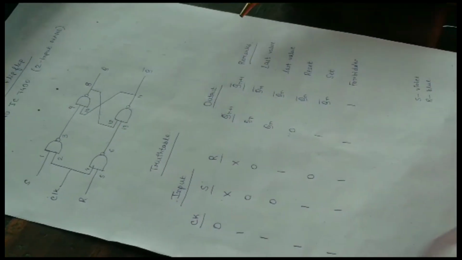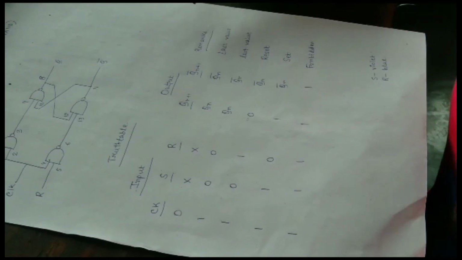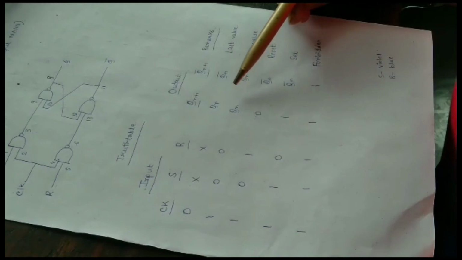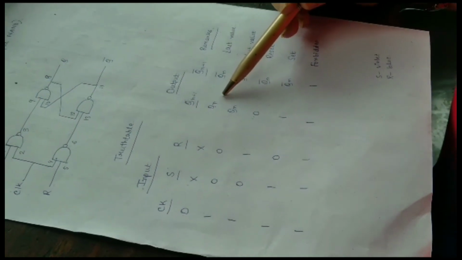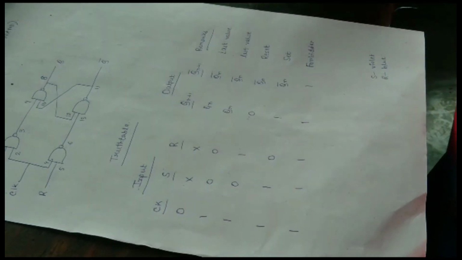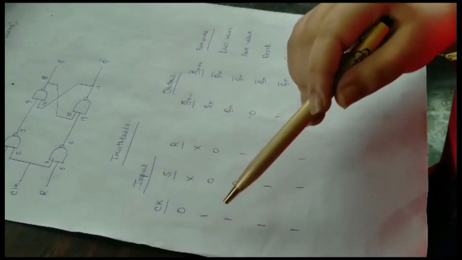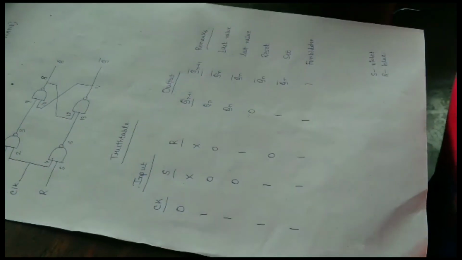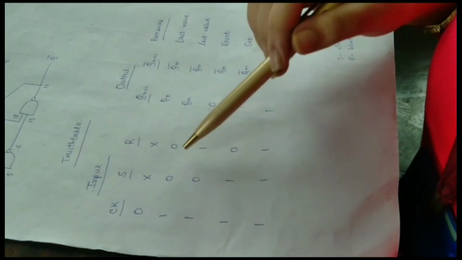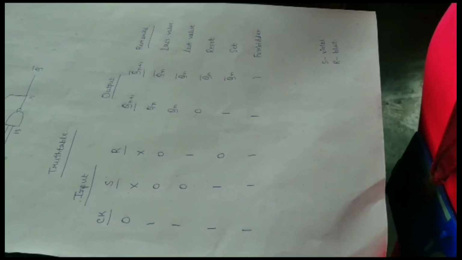This is the truth table for an SR flip-flop. When the clock is 0 and there is any value for S and R, we will get the last value which is already stored in the flip-flop. So the remarks I have written last value. Whenever we are giving a clock pulse, means the clock is 1 and S input is 0, R input is 0, then the output we are getting is Qn, means the last value which is already stored in the flip-flop.